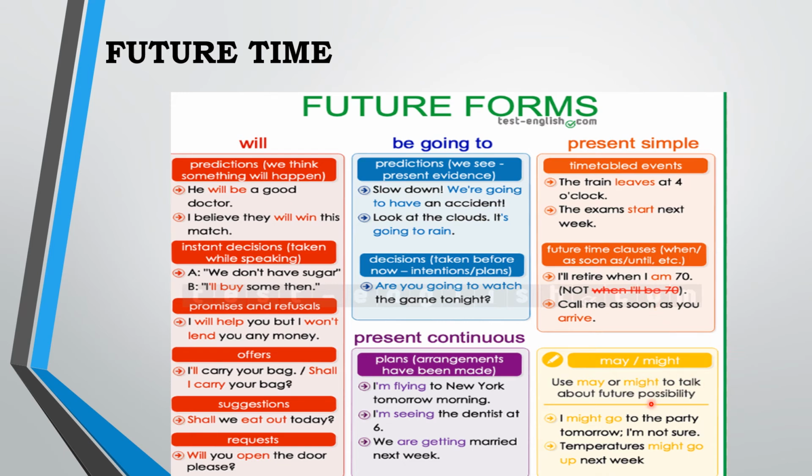May or might. You use may or might to talk about future possibility. Okay, there's a possibility and when you talk about it, you use may or might. I might go to the party tomorrow. I'm not sure. So you have a plan, but you're not sure about it. So it's a possibility. So there you use might. Temperature might go up next week. So you think that it's very hot now, probably next week it's going to be really, really bad. So you talk about it as a possibility. So temperatures may go up next week.